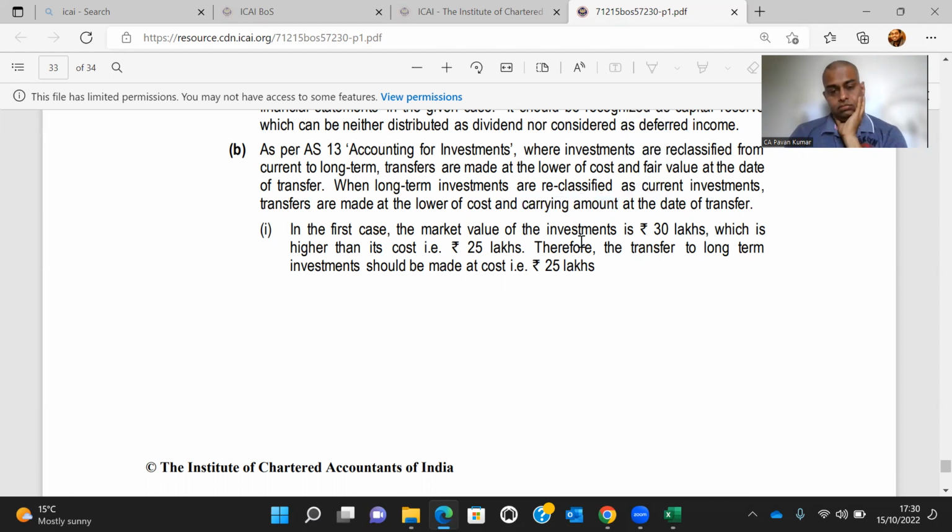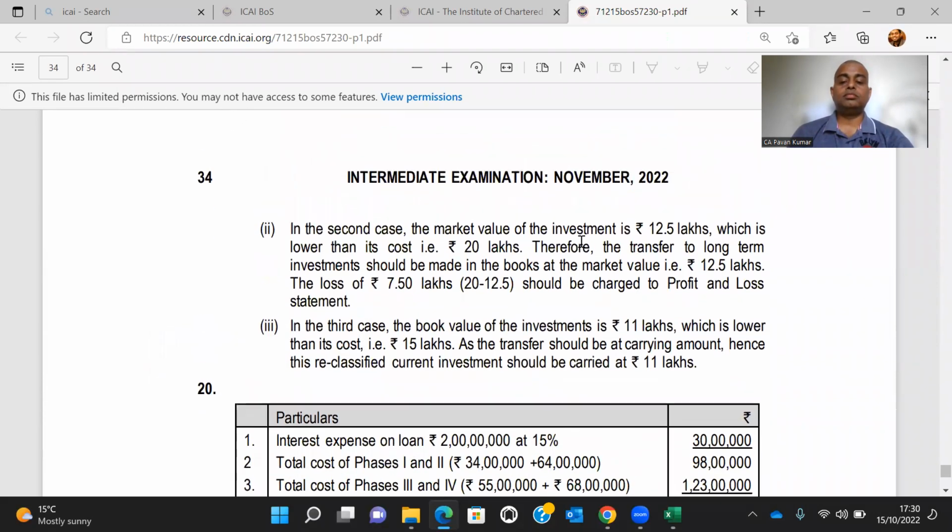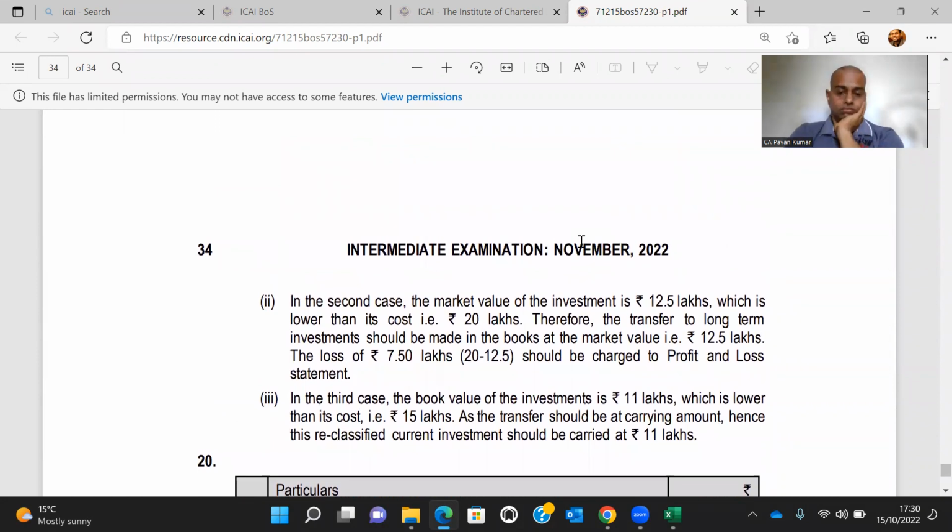Yes. In the first case, the market value of the investment is 30 lakhs, which is higher than the cost, that is 25 lakhs. Therefore, the transfer to long-term investment should be made at cost, that is 25 lakhs. That's what we discussed. Next, 2. In second case, the market value of the investment is 12.5 lakhs, which is lower than the cost of 20 lakhs. Therefore, the transfer to long-term investment should be made in the books at the market value, that is 12.5 lakhs. The loss of 7.5 lakhs should be charged to the profit and loss statement. This is what we have discussed. Correct?